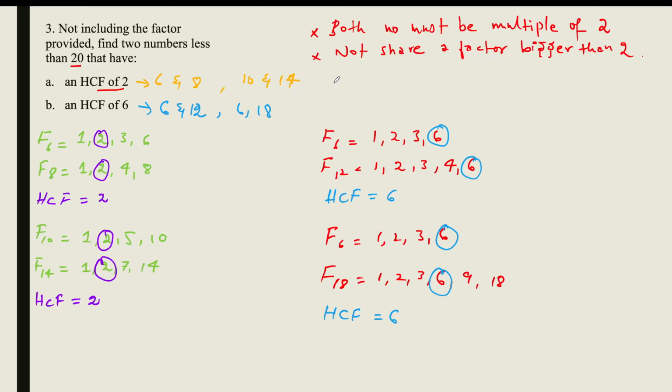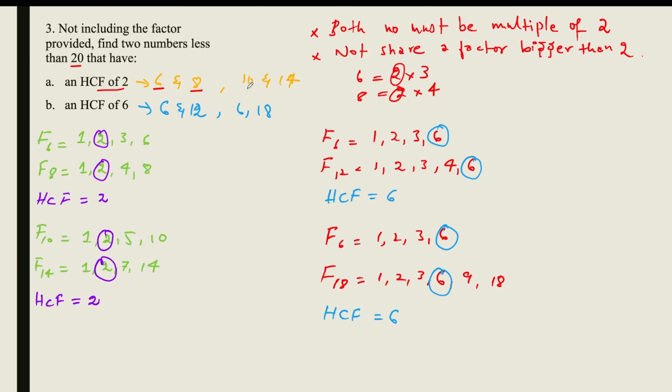So here I came across two numbers, 6 and 8, and they are less than 20. 6 is 2 multiplied by 3, and 8 is 2 multiplied by 4. In both of them, the common factor is only 2. As you can see, we can express the factors of both of them, and then we come across the highest common factor as 2.